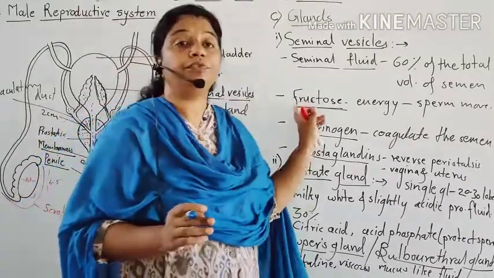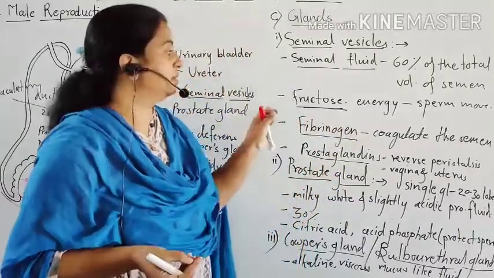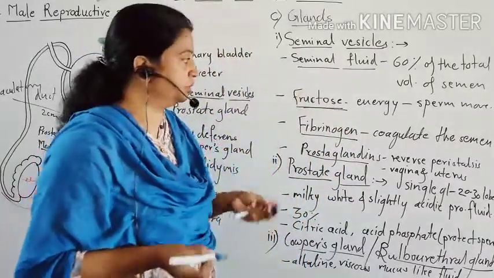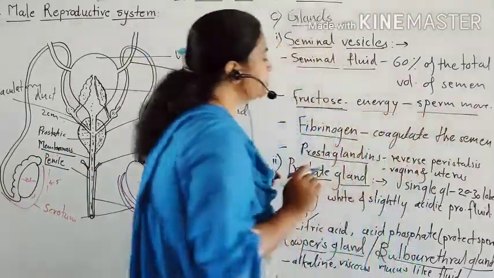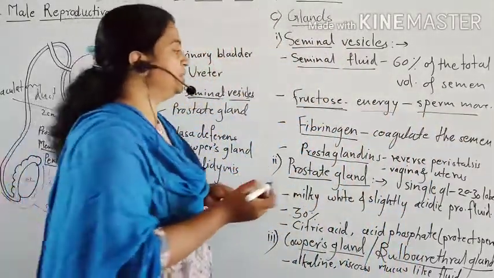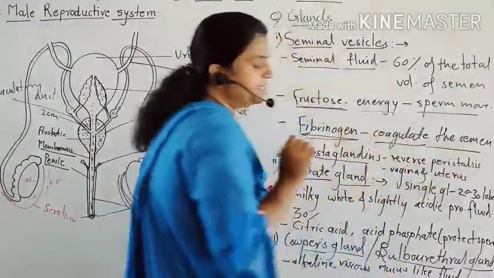It is the proof for rape condition in rape abuse cases: the test for this fructose sugar. This sugar provides energy for sperm movement. What is fibrinogen? It helps in coagulation of semen.